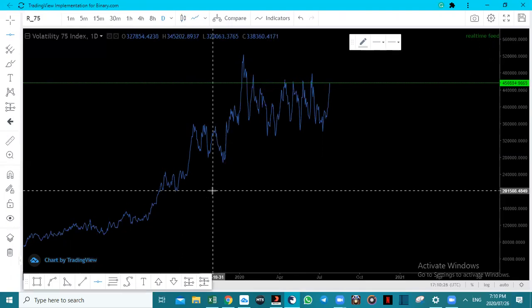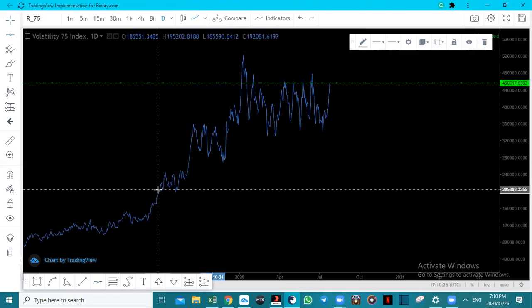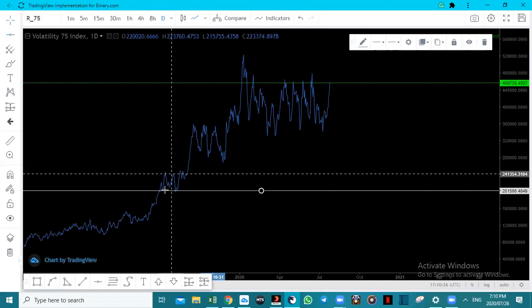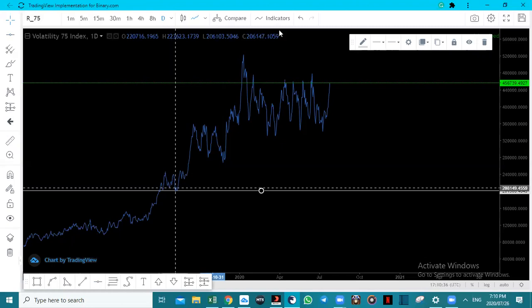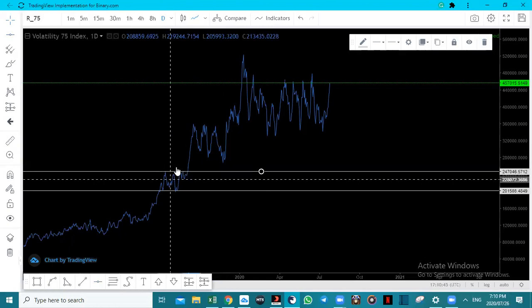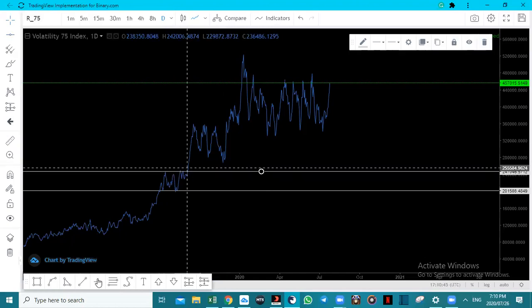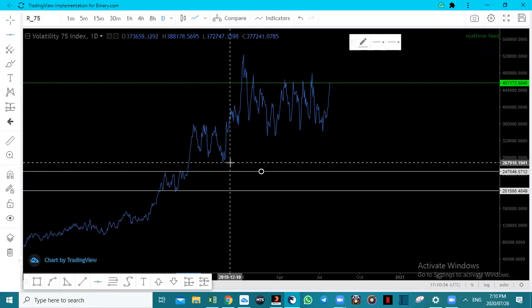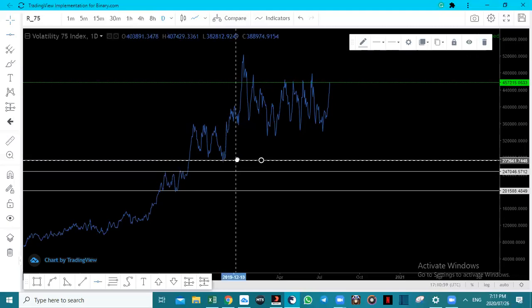I identify support as areas that have been touched two times and have been significant. You can see price touched this area twice and was respected there. Let's look for another area of support. Support was here again. Do you guys agree? That was support, that was resistance. Here's an area where the market came, but I don't identify this as support because there are not more than two touches.